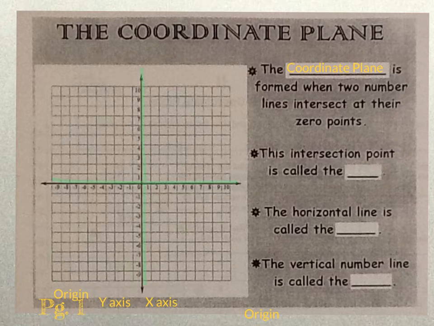The actual intersection of those two lines is called the origin, and that's the place where we start plotting the points. The horizontal line is called the x-axis, and the vertical number line is called the y-axis.